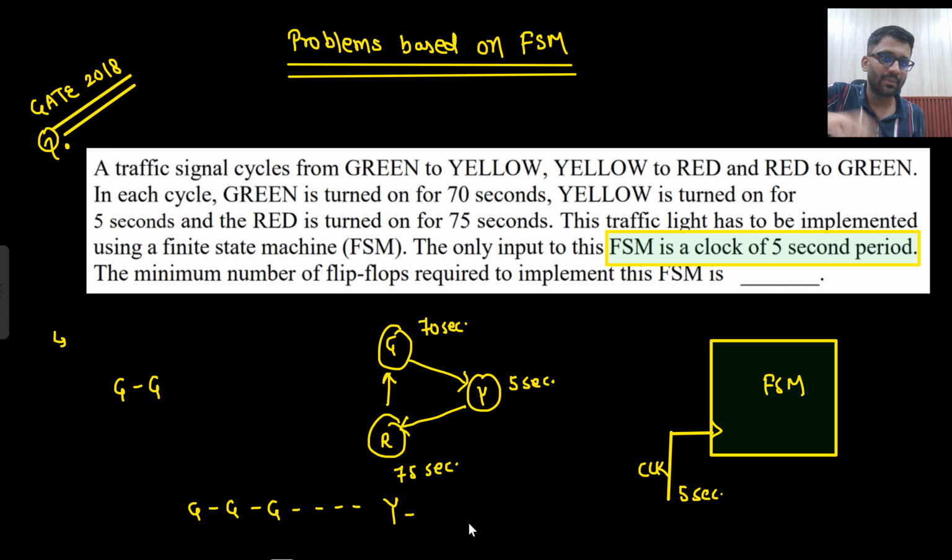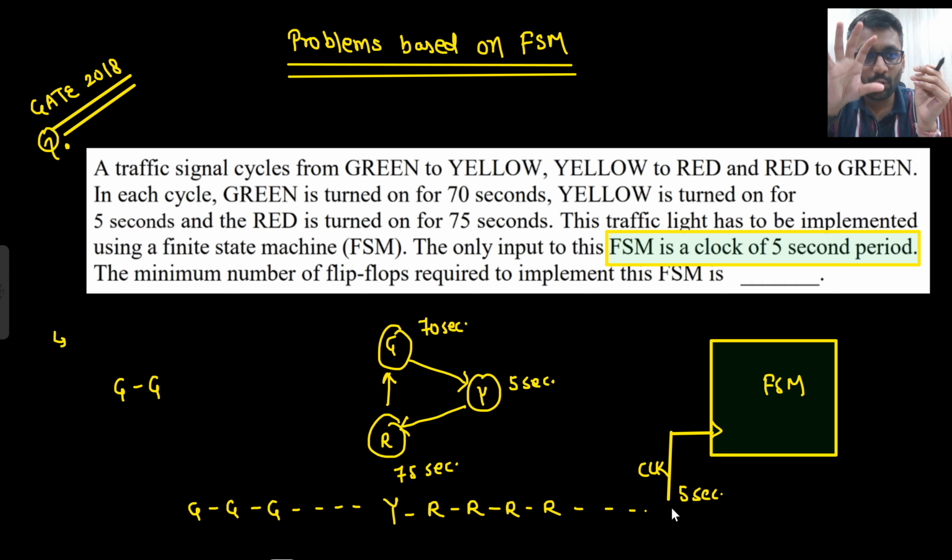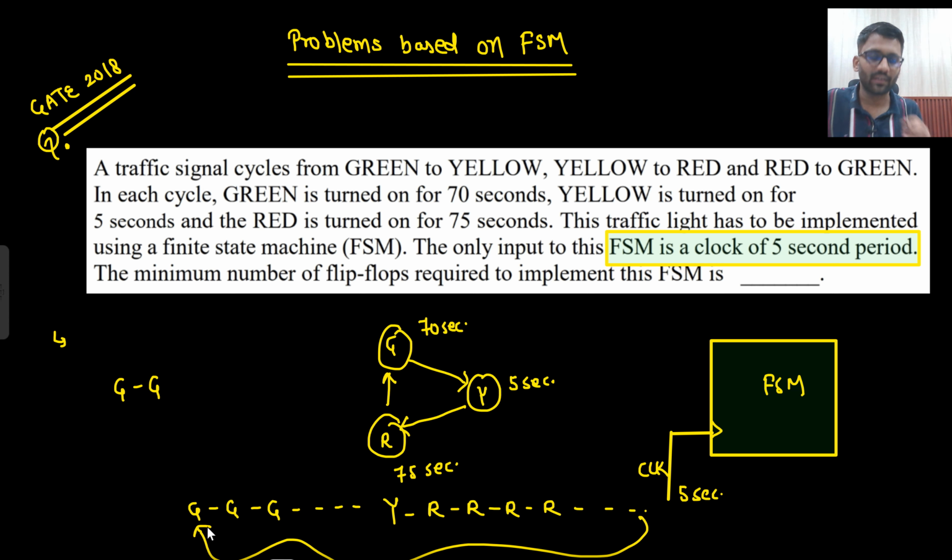Then again if I am pressing the button, one more clock pulse is coming. Then the red light should turn on. Now this red light will turn on for 75 seconds. That means a lot of clock pulses will come. Clock pulse, clock pulse, clock pulse. So in that manner it will go. So now your question becomes that you need to make a circuit which generates this sequence: green to green, green to green, then yellow to red, red to red, and then again back to green. So this is the question.